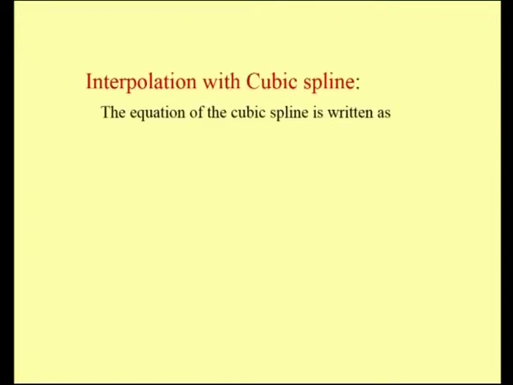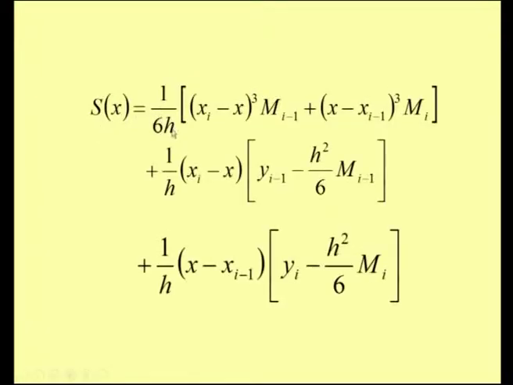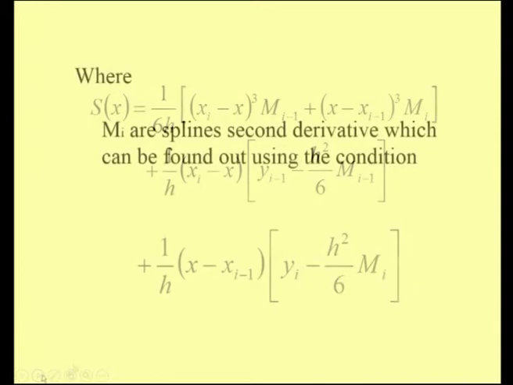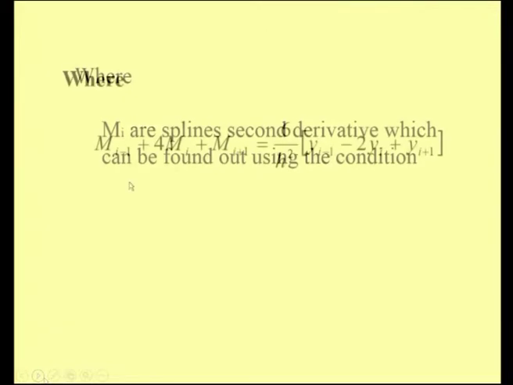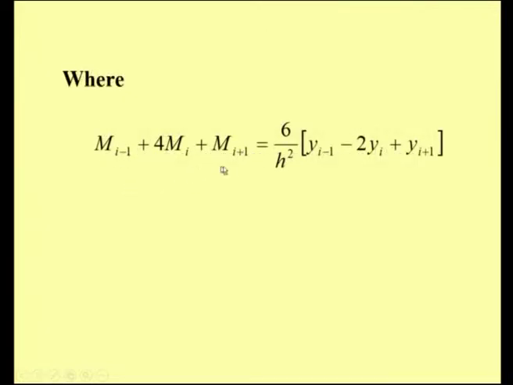Interpolation with cubic spline. First of all, the equation of the cubic spline is written as S of x is equal to 1 by 6h [(x_i minus x) whole cube m_(i minus 1) plus (x minus x_(i minus 1)) whole cube m_i] plus 1 by h (x_i minus x) into [y_(i minus 1) minus h square by 6 into m_(i minus 1)] plus 1 by h (x minus x_(i minus 1)) [y_i minus h square by 6 into m_i], where m_i are the spline's second derivatives, which can be found out using the condition m_(i minus 1) plus 4 m_i plus m_(i plus 1) is equal to 6 by h square [y_(i minus 1) minus 2 y_i plus y_(i plus 1)].